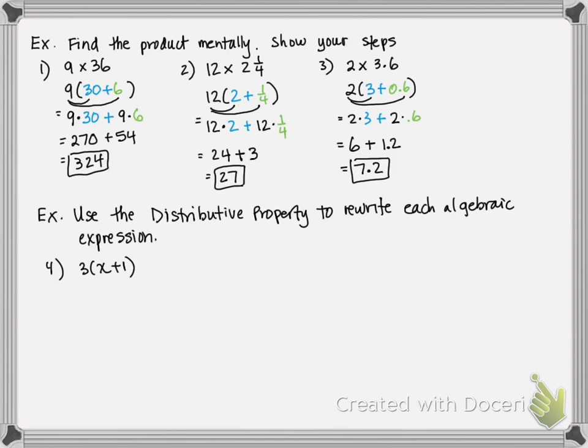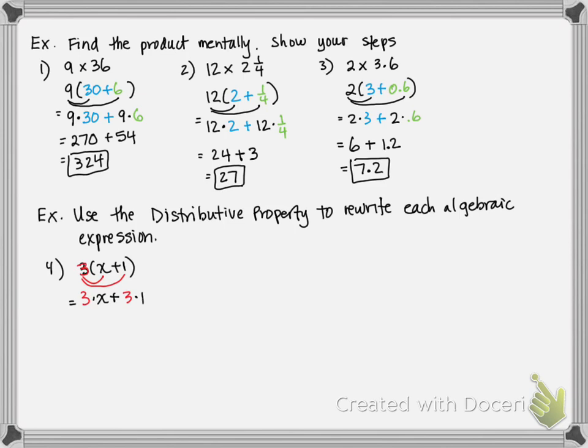So we're going to take the outside 3 and we're going to distribute it. So distributing means to share. So we're going to share that 3 with each number inside. So we're going to have 3 times x, and then it says plus, and then we're going to have 3 times 1. And we do whatever math we can do.